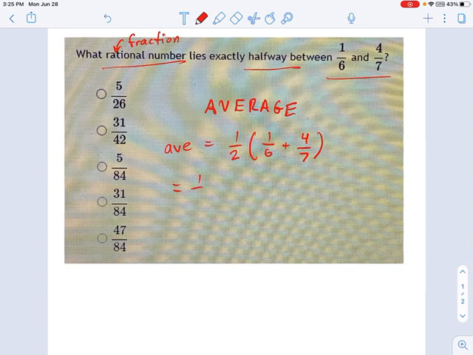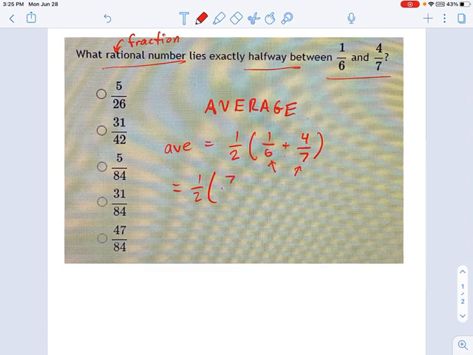So 1/2 of, and let's do 1/6 plus 4/7. Remember, you need common denominators. So for 1/6, we have to figure out what's a common denominator between 6 and 7. So you can multiply them together.